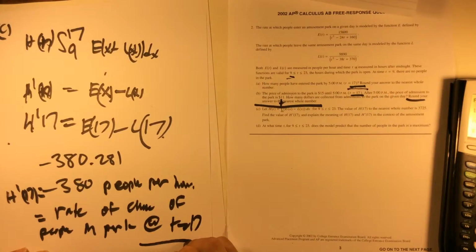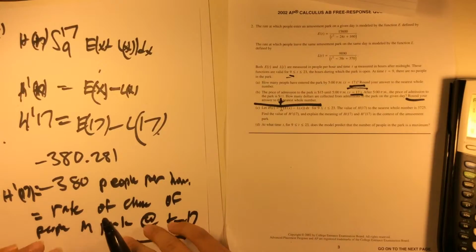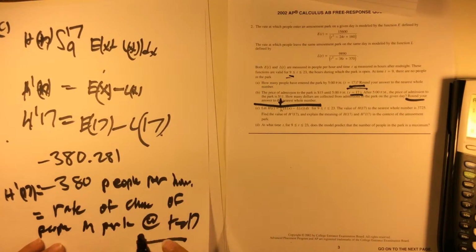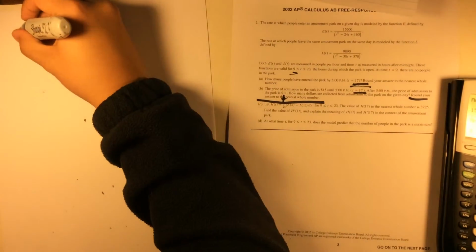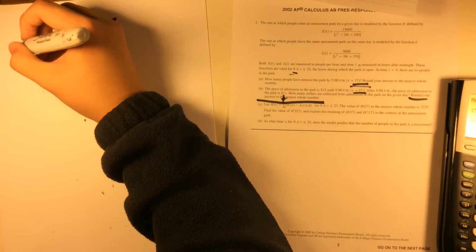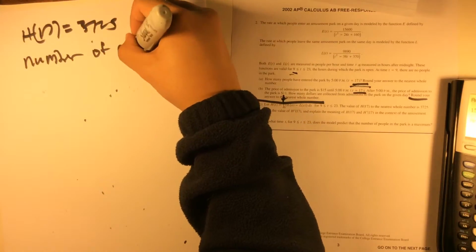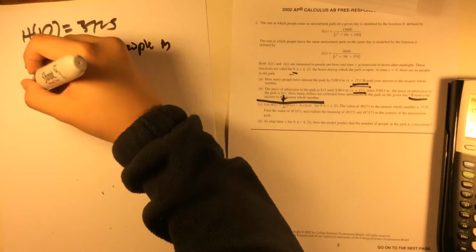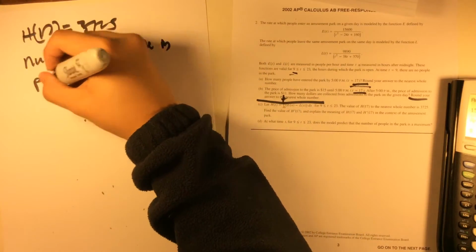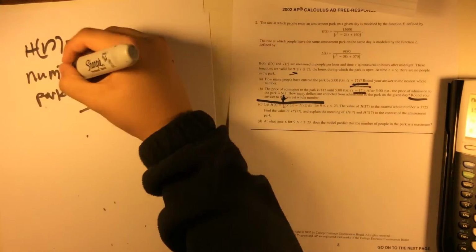Now, this also means the rate of change of people in the park at t equals 17. This t of 17 is very important. This is probably the only tricky part in the question. You will lose a point if you do not reference it. And H of 17, which equals 3725, you need the meaning of that, which is the number of people in the park at t equals 17, and this is very important. You lose a point if you do not reference it.